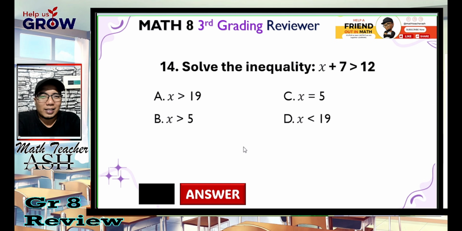Solve the inequality x plus 7 is greater than 12. Is it A, x is greater than 19, B, x is greater than 5, C, x is equal to 5, or D, x is less than 19? I'll give you 5 seconds to think about your answer.